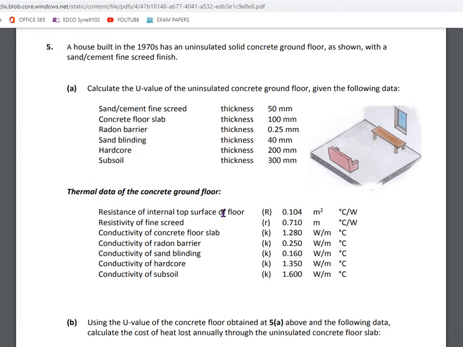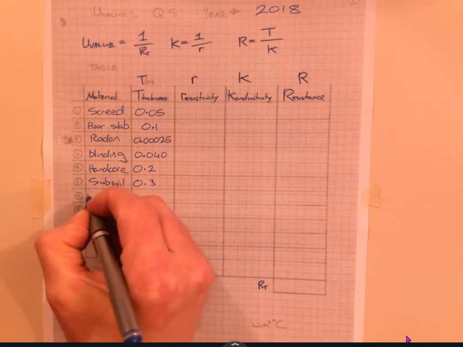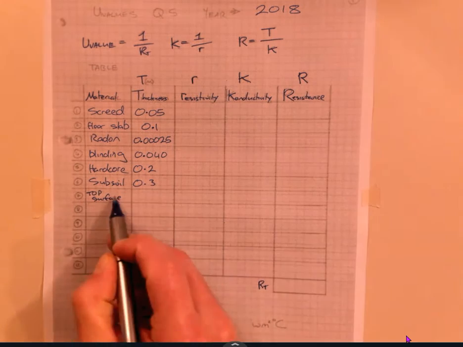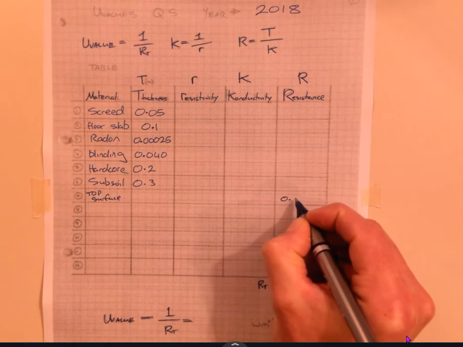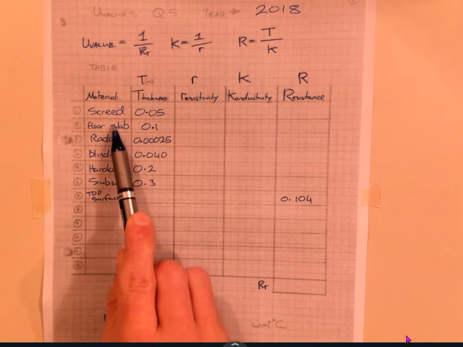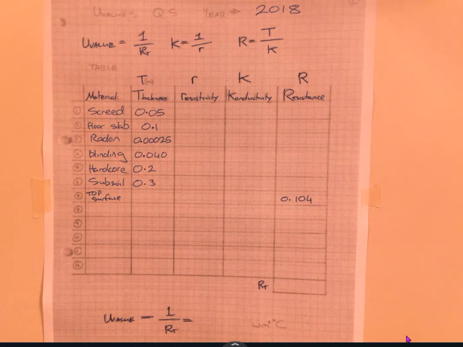Now we'll move down to the next table and we're going to put in all our thermal data. Resistance of the internal top surface is 0.104. I'm going to have to write that one in. I haven't put in the top surface yet. So in here I'll write top surface, and it was a resistance measurement 0.104.